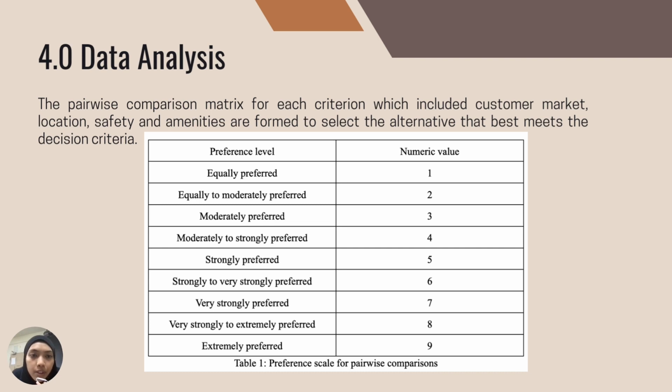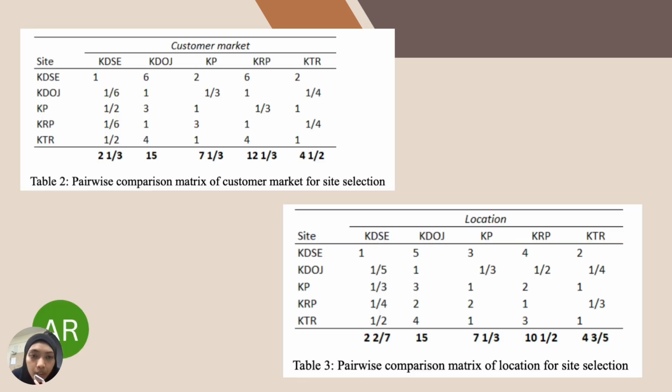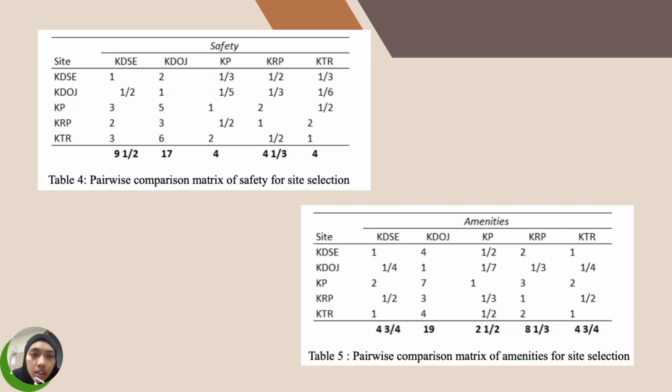The pairwise comparison matrix for each criterion, which included customer market, location, safety, and amenities, is formed to select the alternative that best meets the decision criteria. The slide shows the numeric value for each preference level for the pairwise comparison. For the next slide, this is the pairwise comparison matrix for the customer market, location-wise, safety-wise, and amenities.